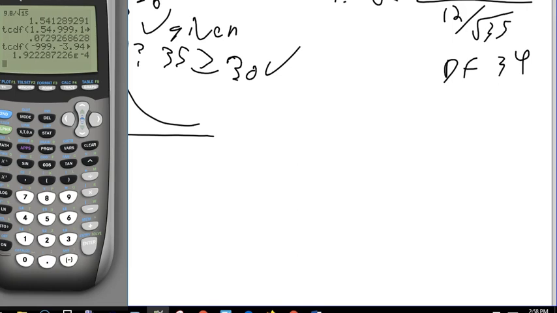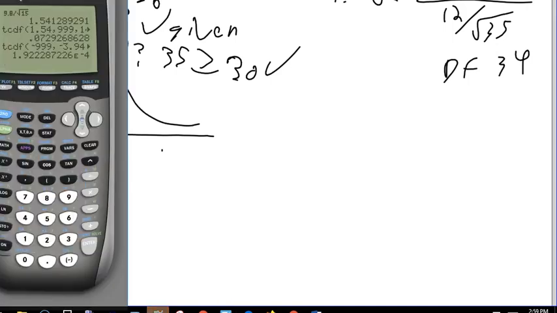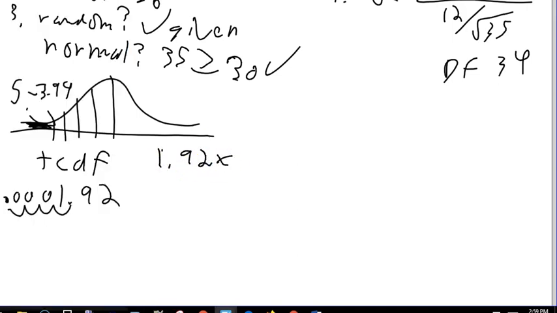Now, look at what it gives me. It gives me 1.922, but it says E to the negative 4. So remember, on the calculator, whenever you see that E negative 4, that's scientific notation. That's the same thing as 1.92 times 10 to the negative 4. Okay? That looks like this: 1.92 times 10 to the negative 4. That's just the calculator way of showing scientific notation. So we're going to move that decimal 4 places to the right.